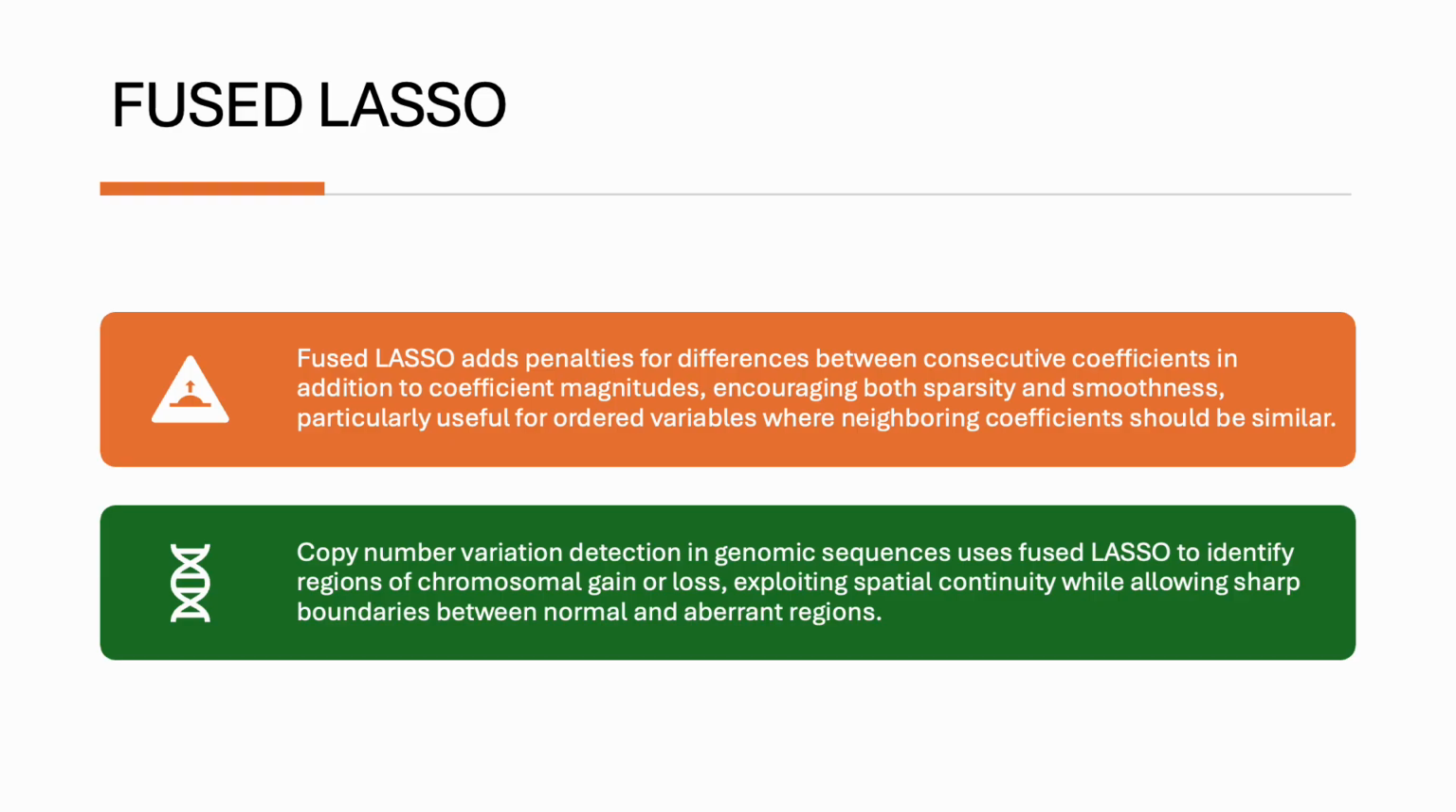Fused lasso adds penalties for differences between consecutive coefficients in addition to coefficient magnitudes, encouraging both sparsity and smoothness. It is particularly useful for ordered variables where neighboring coefficients should be similar. Copy number variation detection in genomic sequences uses fused lasso to identify regions of chromosomal gain or loss, exploiting spatial continuity while allowing sharp boundaries between normal and aberrant regions.